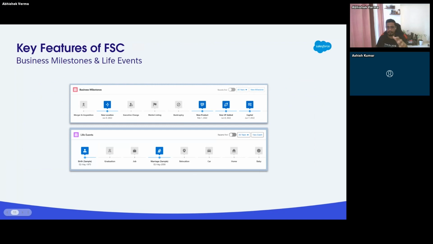Another feature is milestone. Every person or every business will have their own milestones, right? So let's first discuss the personal milestone. Personal milestone is called the life event. Every person will have life events. They will be born, they will study, they will graduate, they will get a job, they will get married, and so many things. Whatever you see here in blue indicates that this life event has happened, and the rest have not happened. This is something you can manage by yourself. Just by clicking on new event, you can create a new life event, which we will see in the demo.